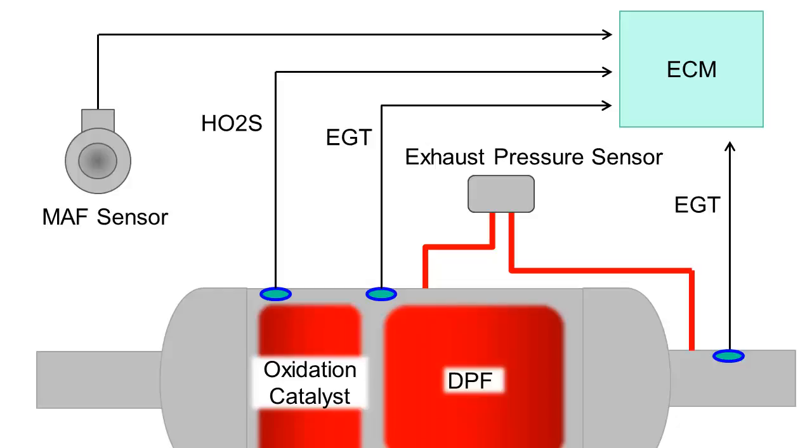During engine warm-up, the engine control module will introduce post-injection, or late fuel injection, to bring the oxidation catalyst and DPF to operating temperature quickly. If the vehicle is driven at high speeds and loads, passive regeneration can occur. It requires an exhaust gas temperature of 350 to 500 degrees Celsius. During passive regeneration, soot particles are continuously burned.